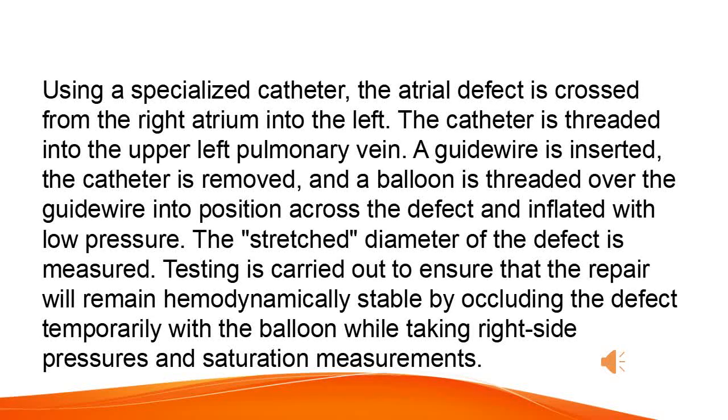A guide wire is inserted, the catheter is removed, and a balloon is threaded over the guide wire into position across the defect and inflated with low pressure. The stretched diameter of the defect is measured. Testing is carried out to ensure that the repair will remain hemodynamically stable by occluding the defect temporarily with the balloon while taking right side pressures and saturation measurements.